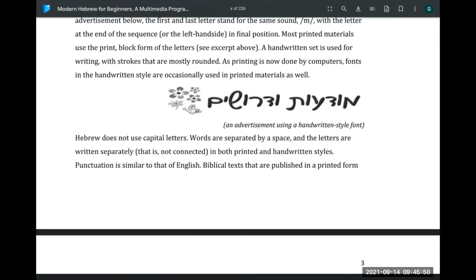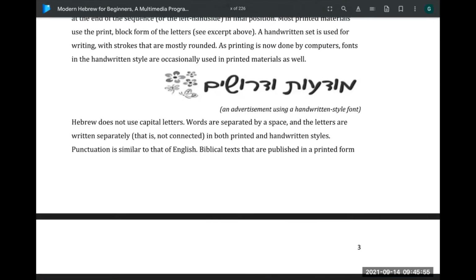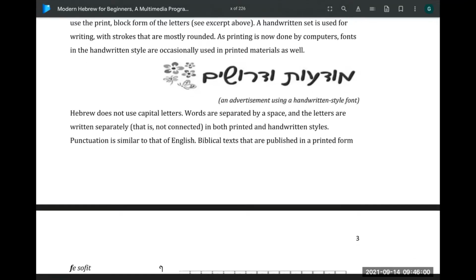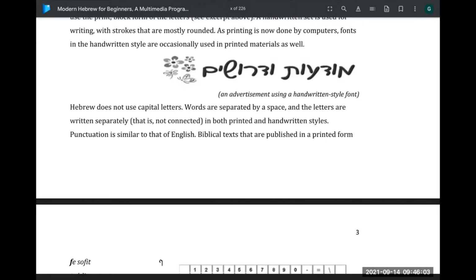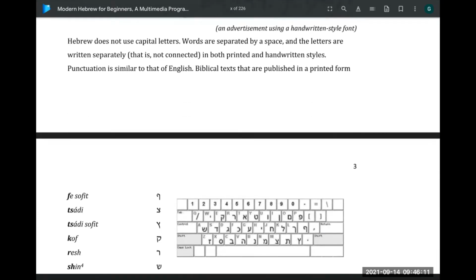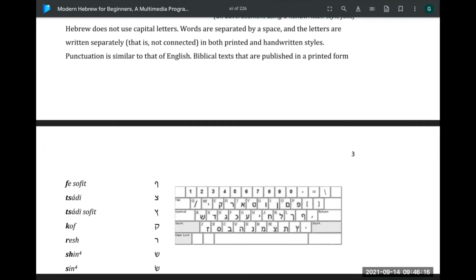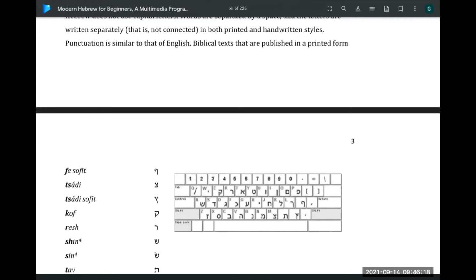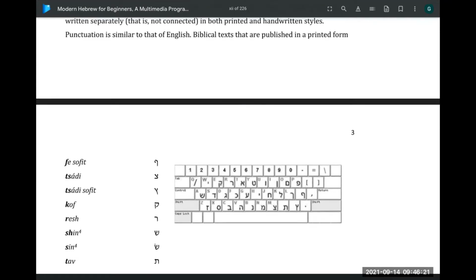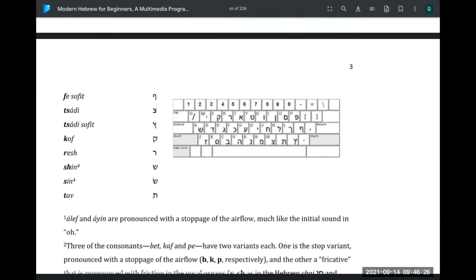Most printed materials use block print, the block form of the letters. A handwritten set is used for writing, with strokes that are mostly rounded, as printing is now done by computers. Fonts in the handwritten style are occasionally used in printed materials as well. Okay. Hebrew does not use capital letters. Words are separated by a space and the letters are written separately, that is, not connected. In both printed and handwritten styles, punctuation is similar to that of English. Biblical texts are published in printed form.